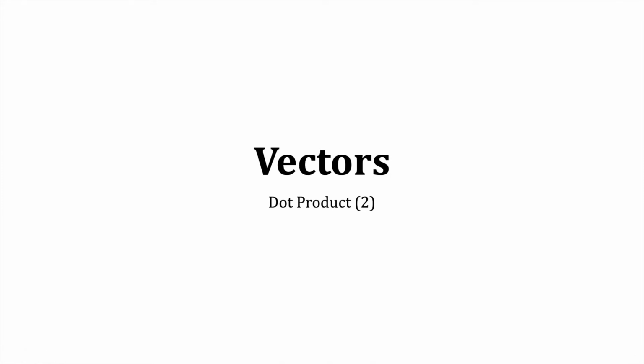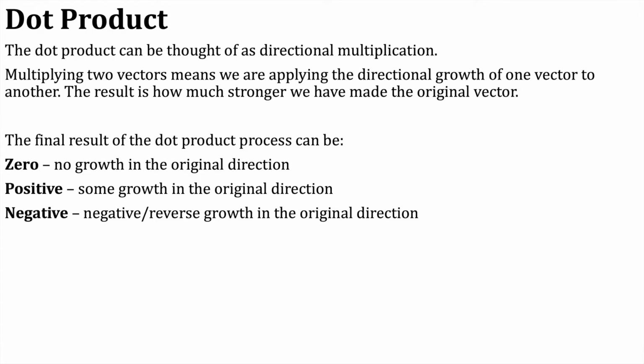In this video we're continuing with vectors and we're going to look at the second of two videos on the dot product, sometimes known as the scalar product. Now we've seen this slide in the previous video, so remember the dot product can be thought of as directional multiplication, and multiplying two vectors means that we're applying the directional growth of one vector to another, and the result is how much stronger we have made the original vector.